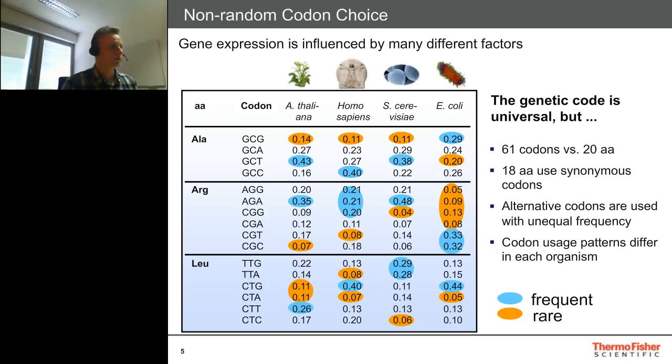Now, we all know that the genetic code is universal. That means some or all organisms use different codons to encode the same amino acids, right? So let me see if this works here.